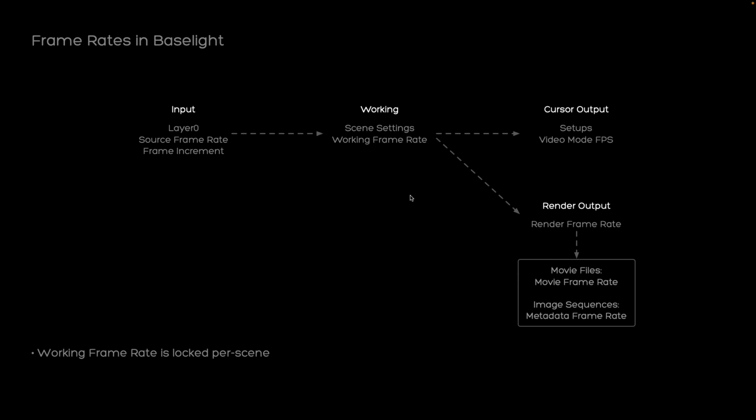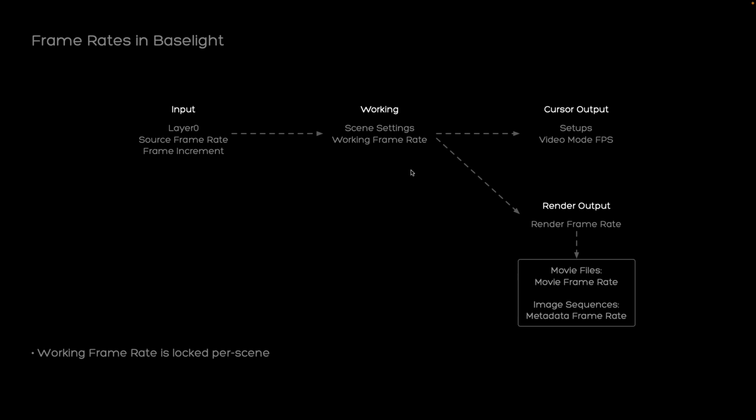Baselight works in a fixed frame rate raster, so every scene has one working frame rate. So this is basically the frame rate of each timeline, and this frame rate is locked and fixed per scene. So once you created the scene with a fixed frame rate, you cannot change it afterwards. If you need to change the frame rate of a scene, you need to create a new scene with the new desired frame rate and then copy the strips over.